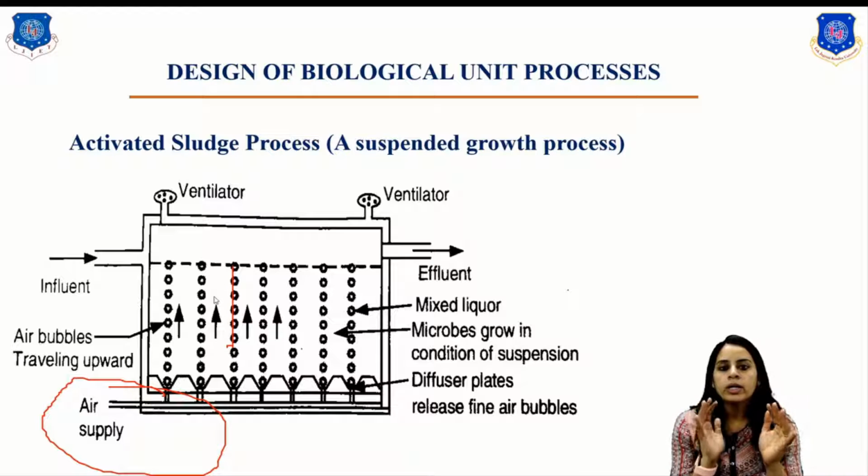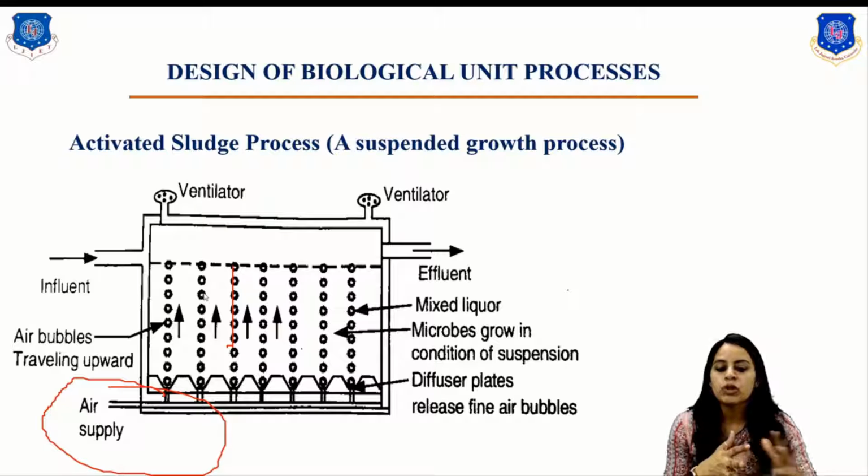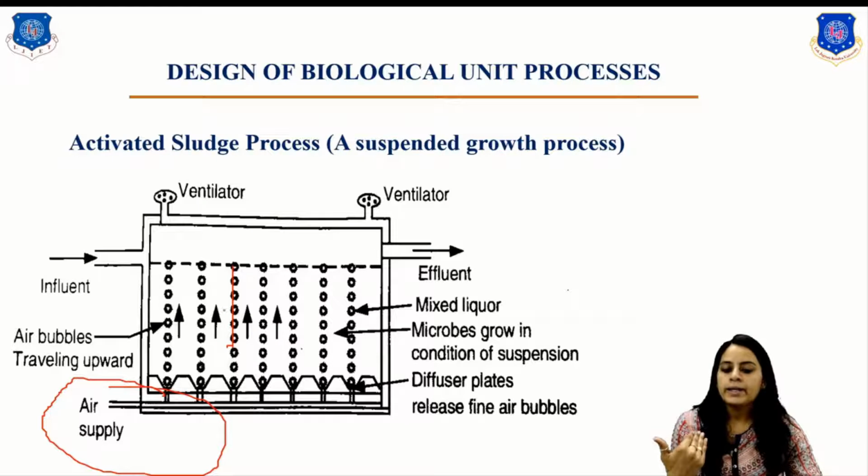The other important aspect in the activated sludge process is recycling part of the sludge from the secondary clarifier, and the question may naturally arise: for what reason is the material which has to be removed from the wastewater stream added again? Here you can see the air supply, and the air bubbles traveling upward. You can see the microbes growing, and the diffuser plate is there. So this is the basic picture of the activated sludge process.